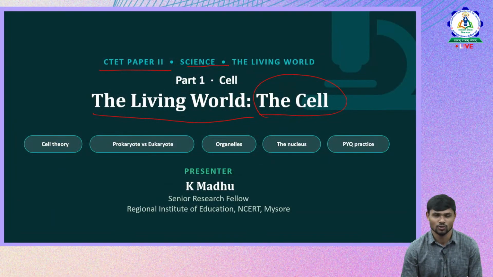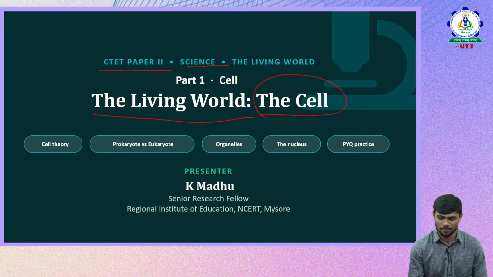And in this session, we are going to discuss the chapter The Living World. So it is from CTET paper 2, Science. Since this is a big chapter in science, we will be dividing it into 3 different sessions. So the first part will be on the cell itself. The later parts we will discuss later. So this session is completely about the cell, and later we will discuss other parts of the living world.